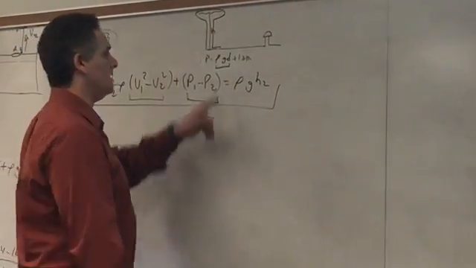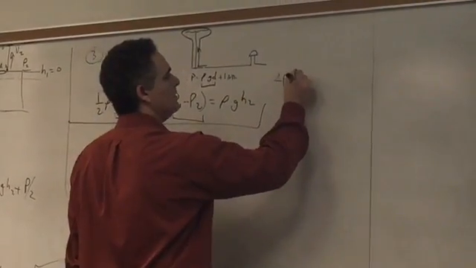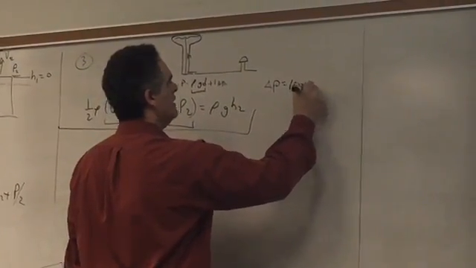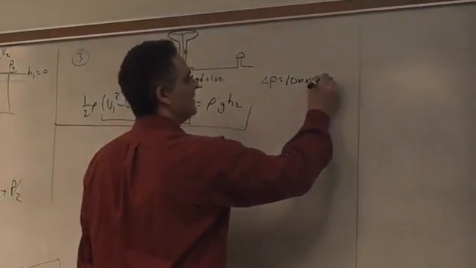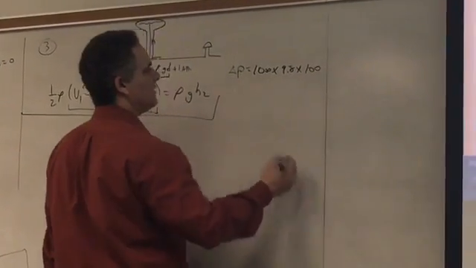Okay, let's just see. What would the pressure difference be? So delta P would equal, density is 1,000, right? Times 9.8, times, in this case, d is 100 meters. Okay, what does that equal?